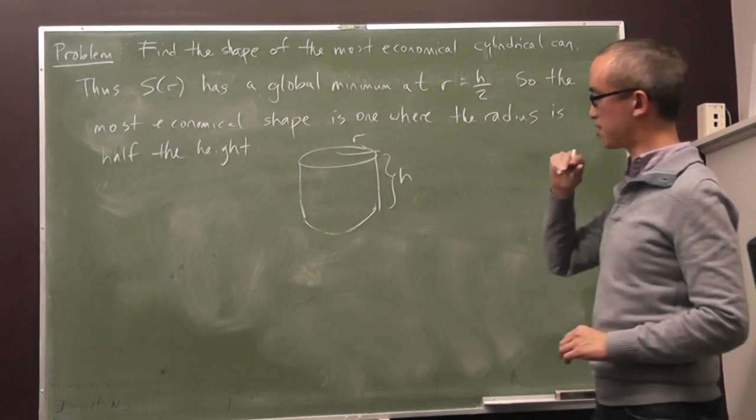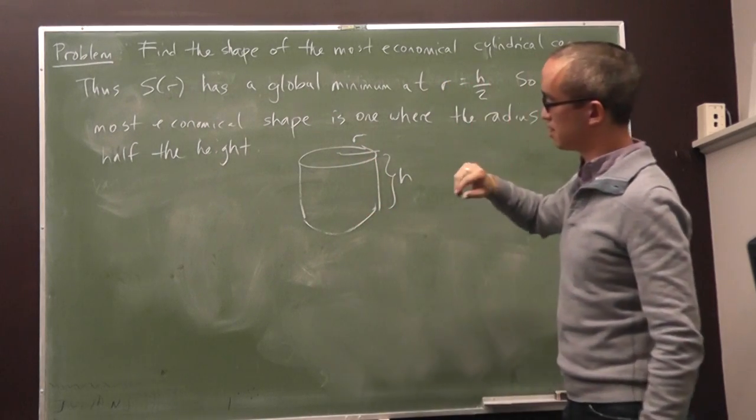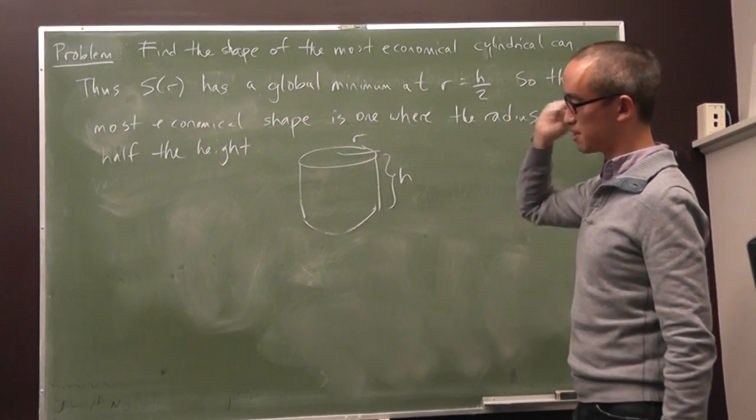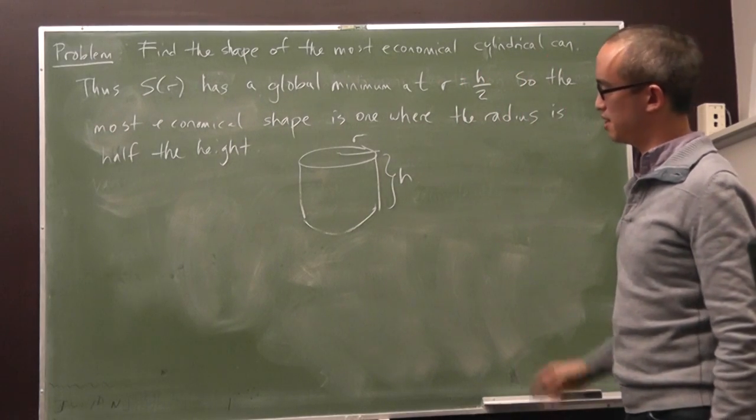It might have something to do with the cost of joining the tops and bottoms of the cans to the sides. It might have something to do with the thickness of the top and bottom, but we're missing something. And that's an interesting question.